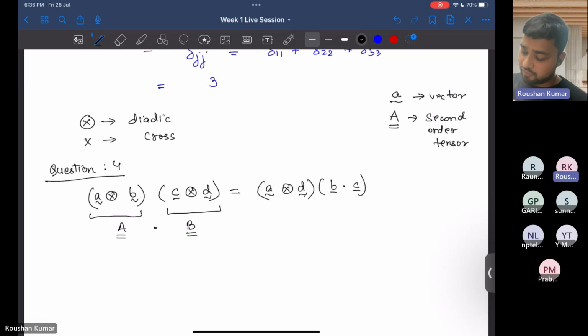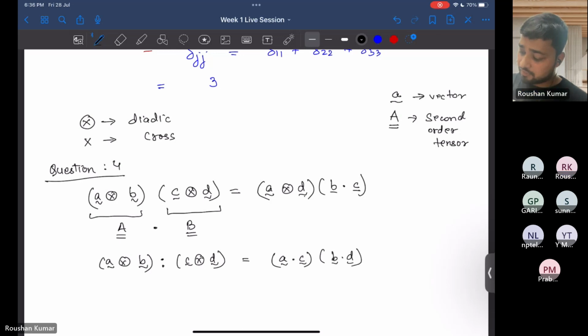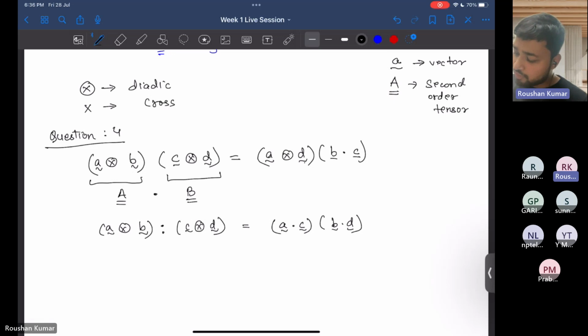And if we want to do double contraction, suppose we have to find A tensor product B double contraction C tensor product D is equal to... single contraction reduces the order of the tensor. So here you see that the result is a second order tensor, and double contraction reduces the order of a tensor twice. So it becomes a scalar quantity, that is A dot C times B dot D. So here A is dotted with C and B is dotted with D. So this is the definition of a double contraction.